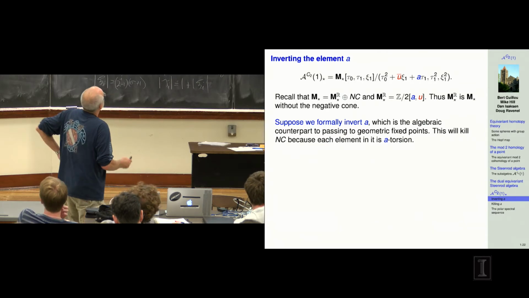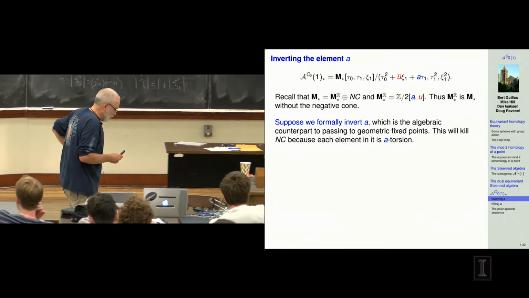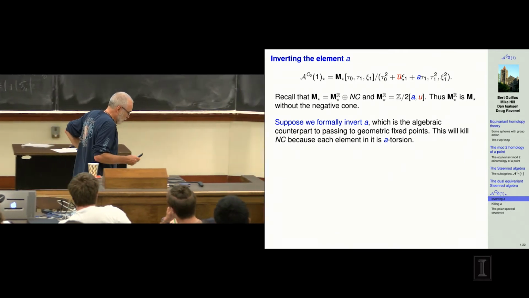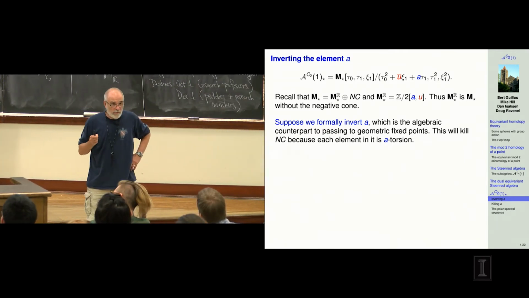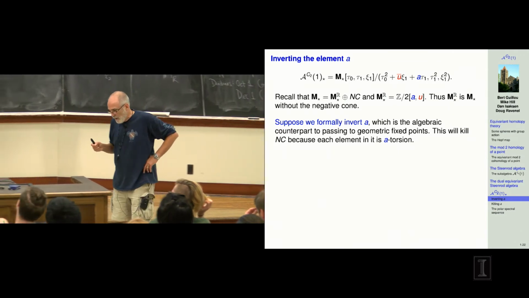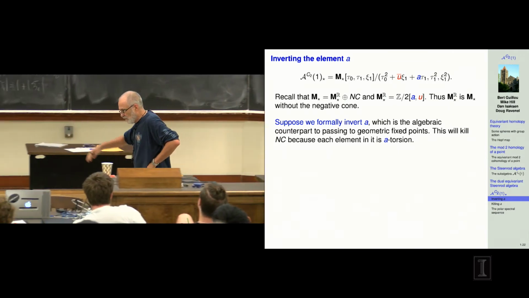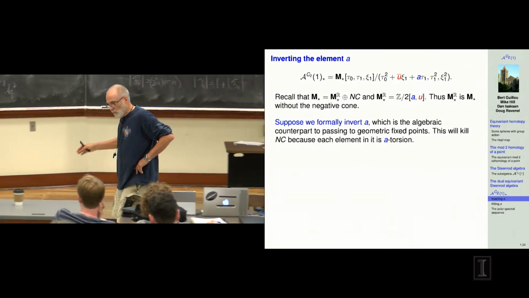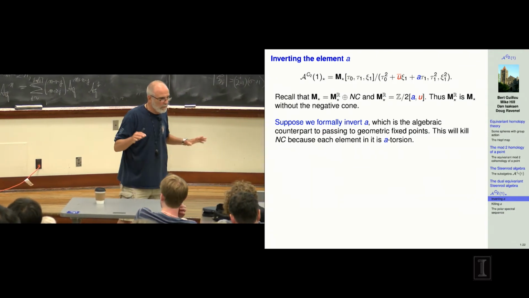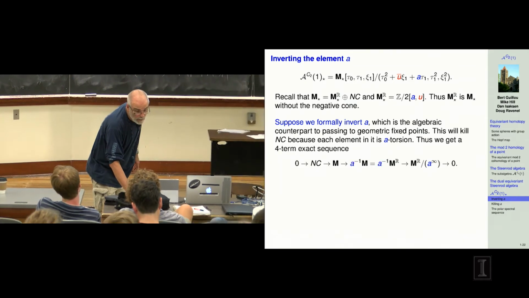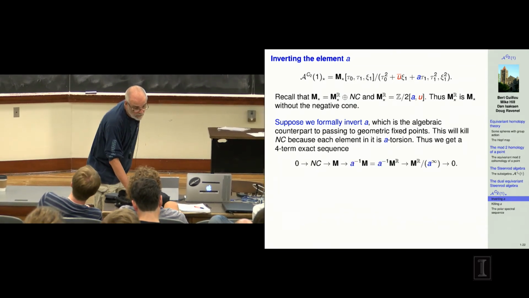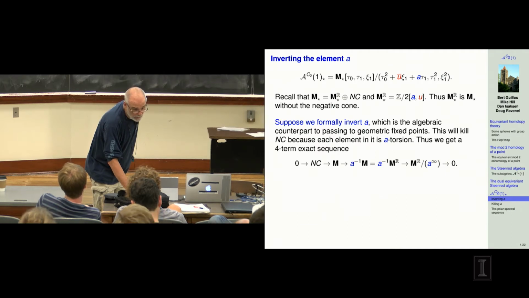Now, this will kill the negative cone because everybody in the negative cone is A torsion. Everything in the negative cone is killed by some power of A. So if you invert it, inverting something wipes out all the torsion. So inverting A eliminates the negative cone, so we don't have to worry about it anymore. And it means there's a four-term exact sequence like that, but I'm not really going to use that.